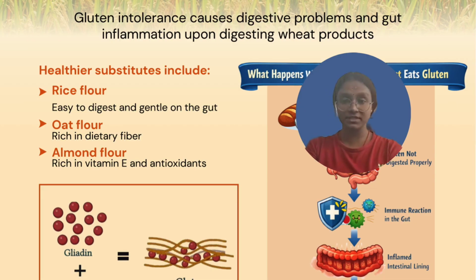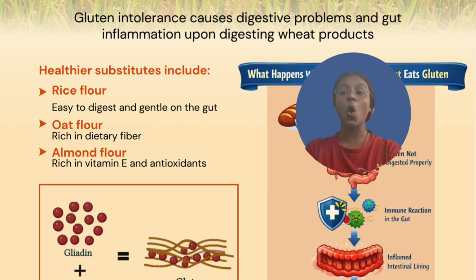One common substitute is rice flour, which is naturally gluten-free and easy to digest. It has a mild taste and is widely used in baking, but it is low in fiber and protein.